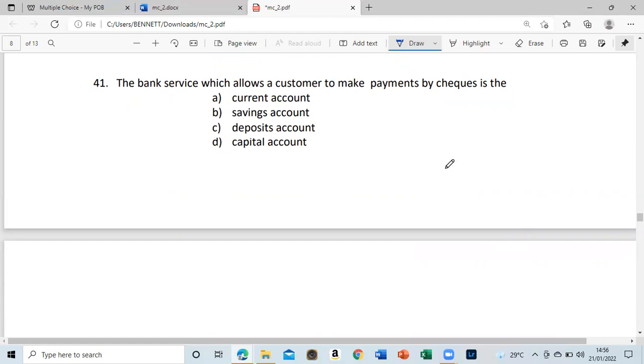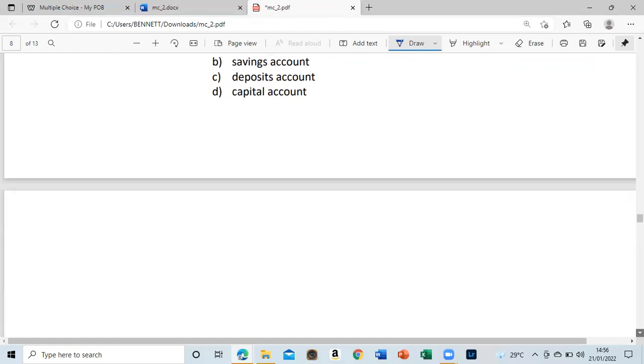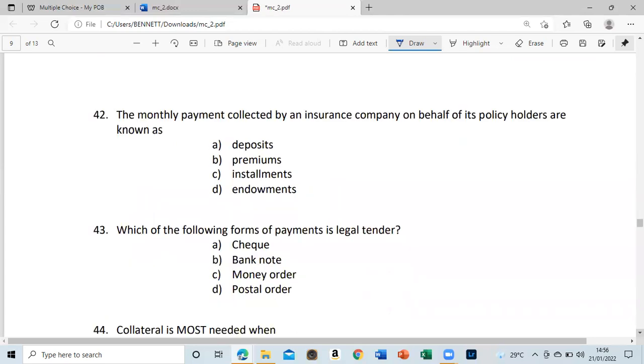The bank service which allows customers to make payments by check is it the current account, the savings account, the deposit account, or the capital account? And 41 would be A, the current account. Let's move on to 42. The monthly payments collected by an insurance company on behalf of its policyholders are known as deposit, premiums, installments, or the payments. So that's 42, that will be the premium.